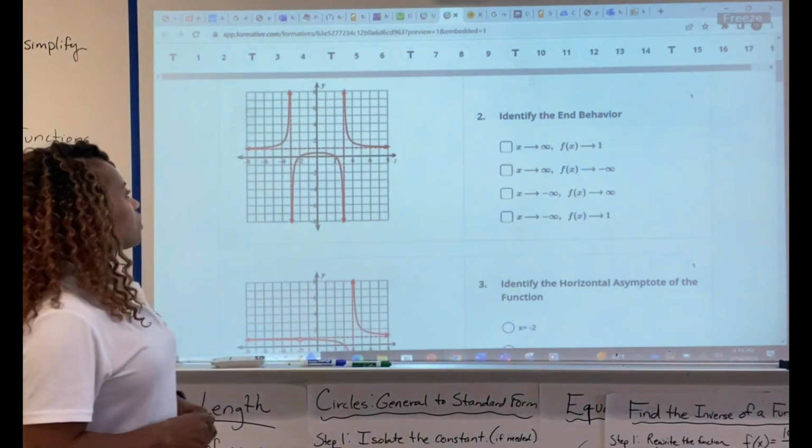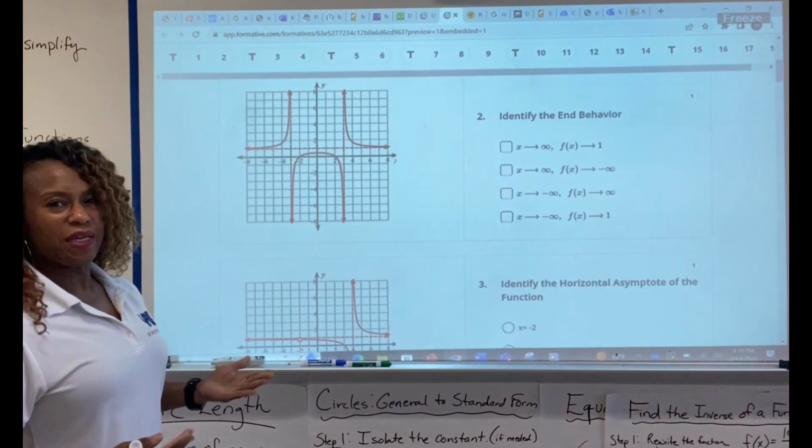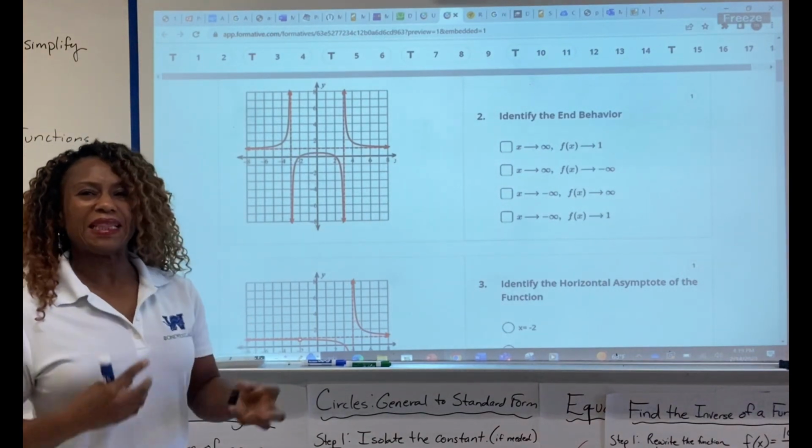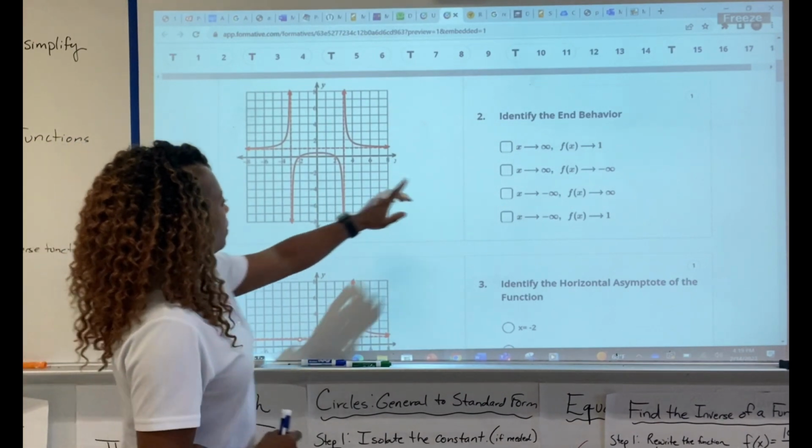Number 2. So for that same graph, now we're asked to identify the end behavior. Remember, end behavior tells us what is the graph doing at the end as it proceeds. So when I look at this, we look at the first choice.